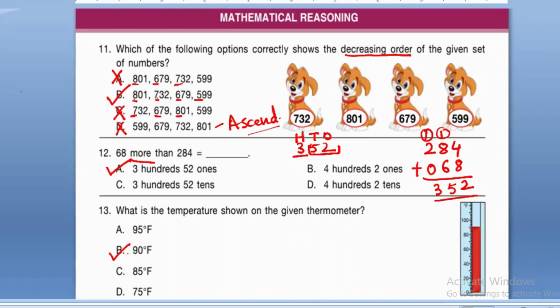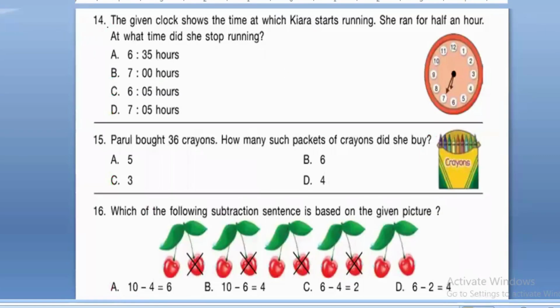Understood? Okay, let's move on. Now, this is our question number 14, which is like: the given clock shows the time at which Kiara starts running. Now, she ran for half an hour. At what time did she stop running? Okay, half an hour means, you all know very well, 30 minutes. Now the clock is showing what time? The clock is showing 6:35.